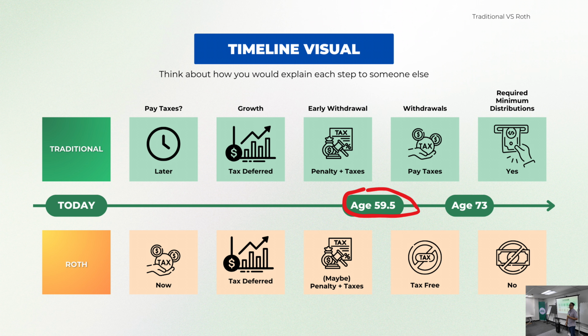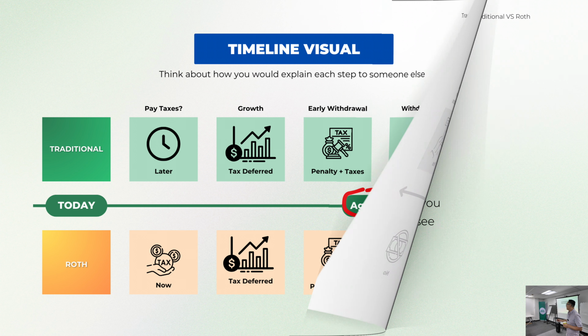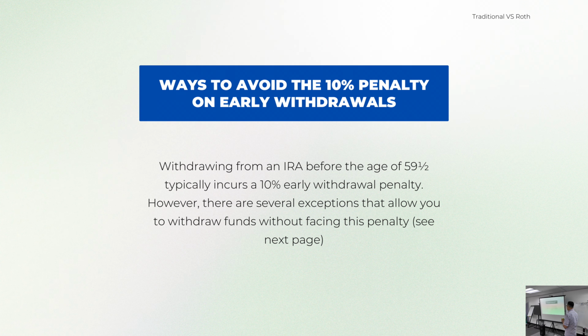Now, we talked about at 59.5, this part right here, where if you take money out too early, you pay a penalty. There's actually exceptions where you could take money out and not incur the penalty, but you still have to pay taxes on it. Okay, so you avoid a 10% penalty, but whatever your tax bracket is, if you're in the 24% bracket, you're going to pay taxes on that, including state taxes.